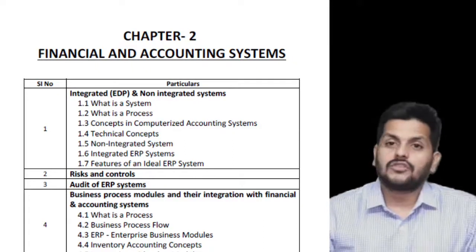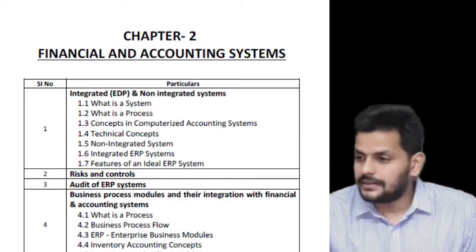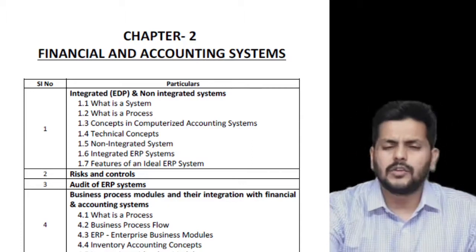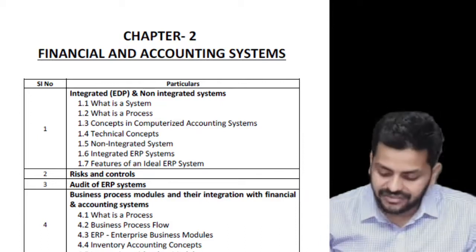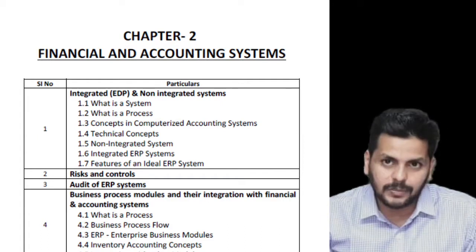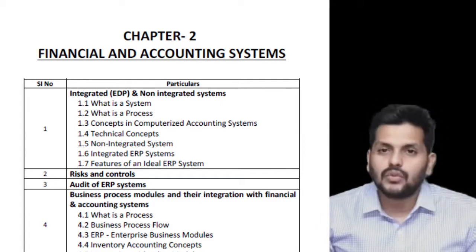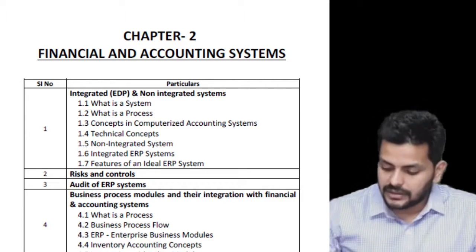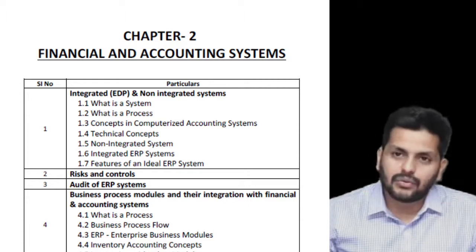So as you see there, chapter 2 is what we are going to deal with in this particular session: financial and accounting systems, as the name goes, since we are in the field of finance. Now this is another important aspect that we have to consider, as to what exactly is the theme of this particular chapter. Now there are multiple types of systems.